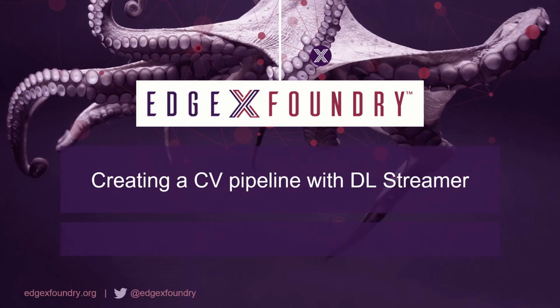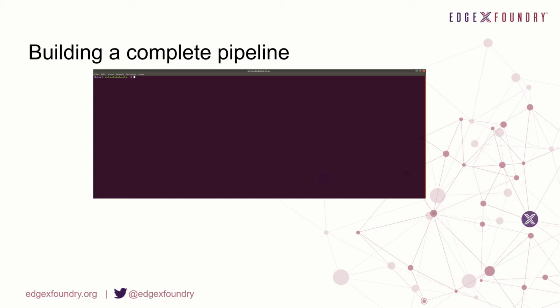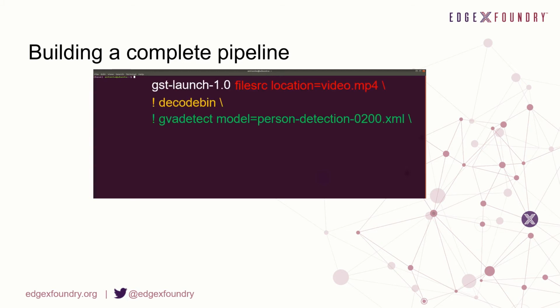Now let's create a more complete computer vision pipeline with DL Streamer. Building a complete pipeline. First, we use the previous commands, gst-launch-1.0. We use the file source with the location for a video file. Then we decode the video file, and then we use the GVA detect command to perform person detection.